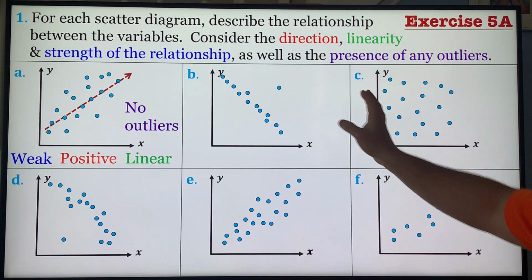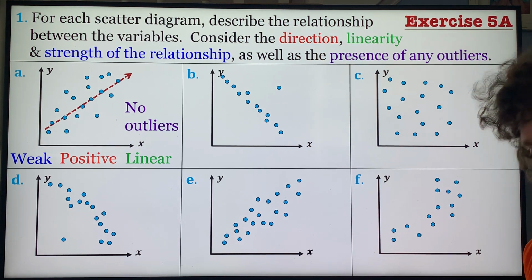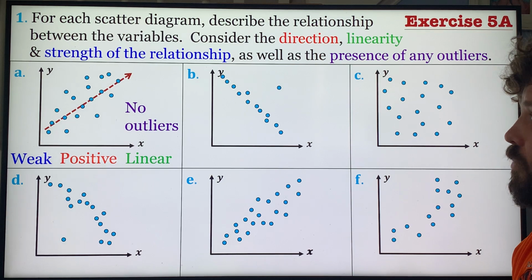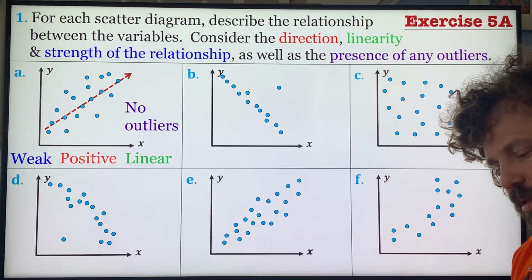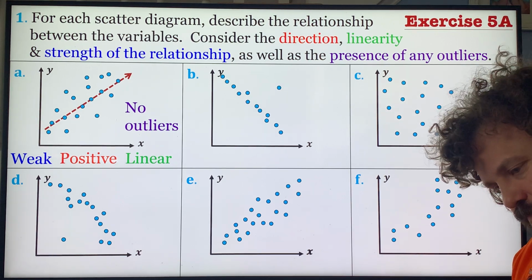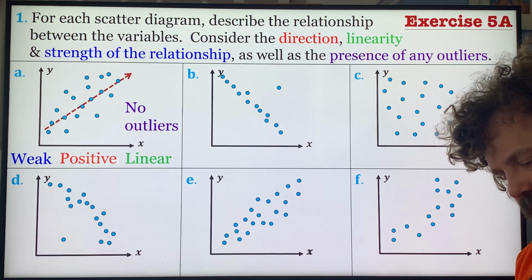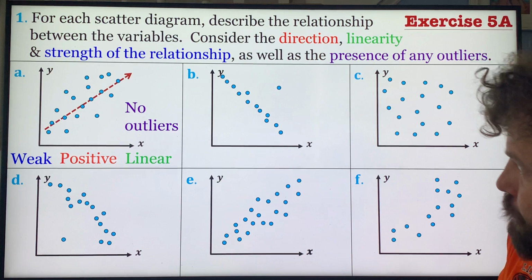All right, continue on. Now, if you have a very strong relationship, but you have an outlier, just ignore the outlier. Pretend like it's not there when you're judging your relationship.